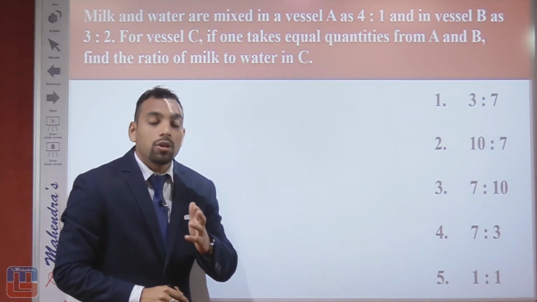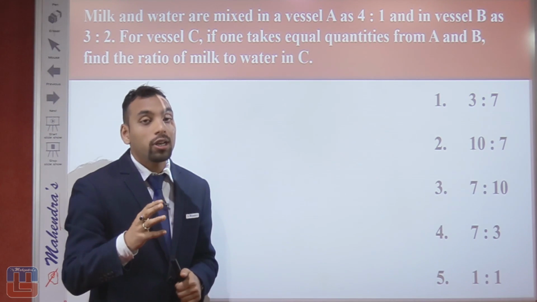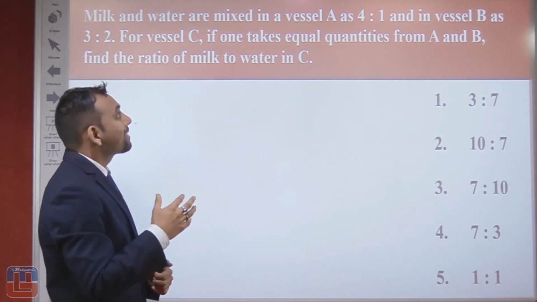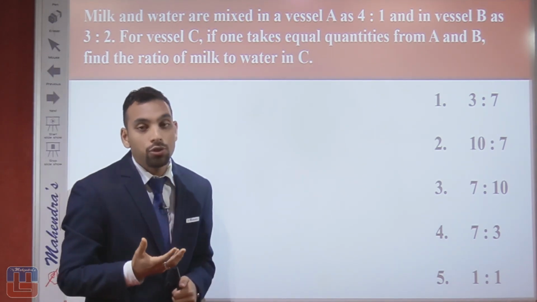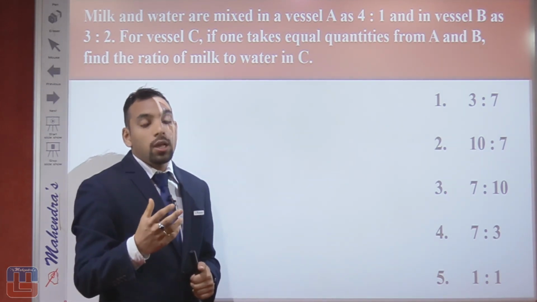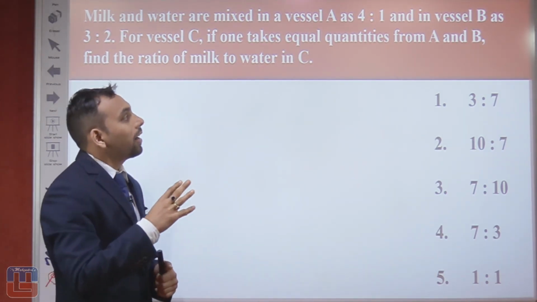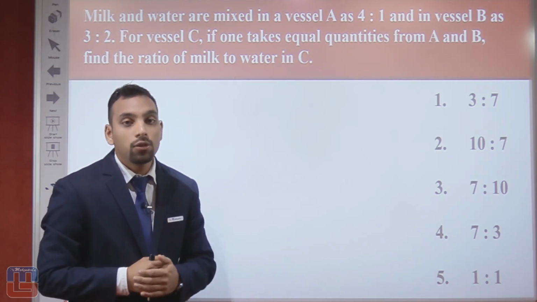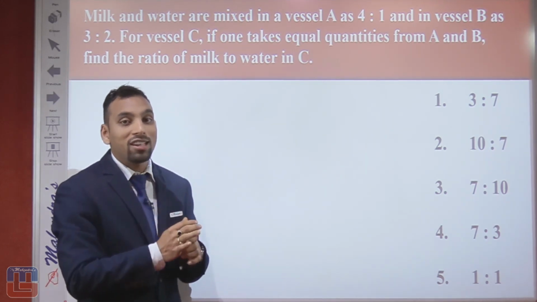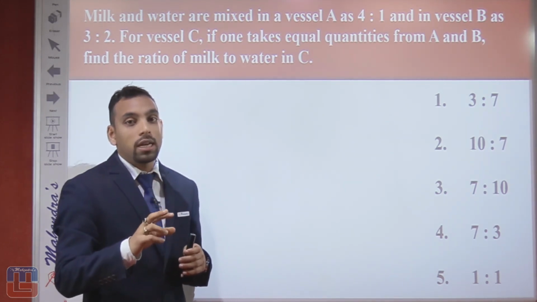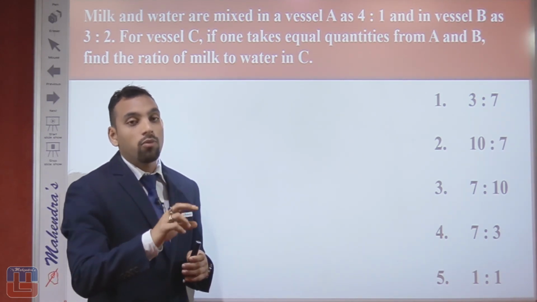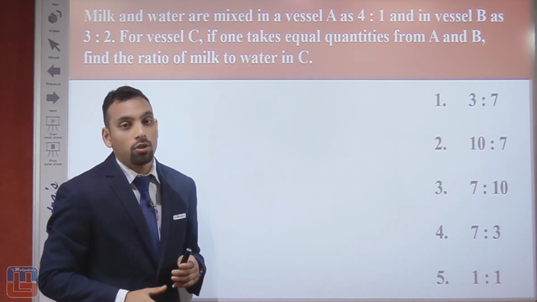See, the next question is from mixture and alligation, an important question as far as the exam is concerned. Now, milk and water are mixed in a vessel A as 4:1 and in vessel B as 3:2. Now, for vessel C, if one takes equal quantities from A and B, find the ratio of milk to water in C. How will we calculate now? See, basically what does it mean? In vessel A we have milk and water 4:1, and in vessel B we have 3:2, and if we are taking equal quantities, then finally in C, what is the ratio of milk and water we have to find.